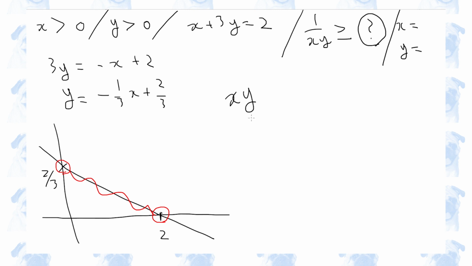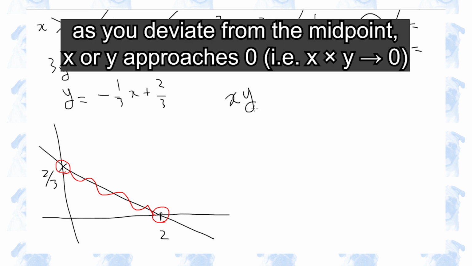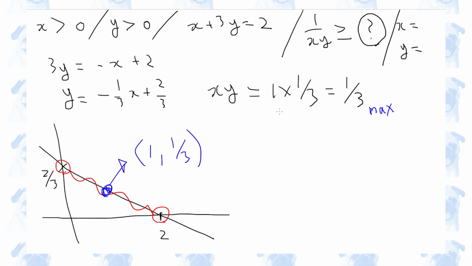In this section, the product x times y should be maximum at the midpoint here, 1, 2 over 6, which is 1/3. Since the maximum value of x times y is 1/3, the minimum value of 1 over xy must be 3.